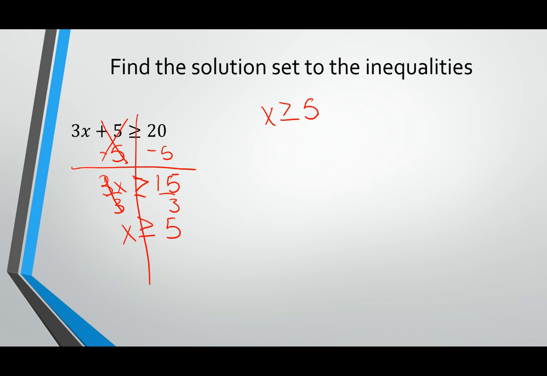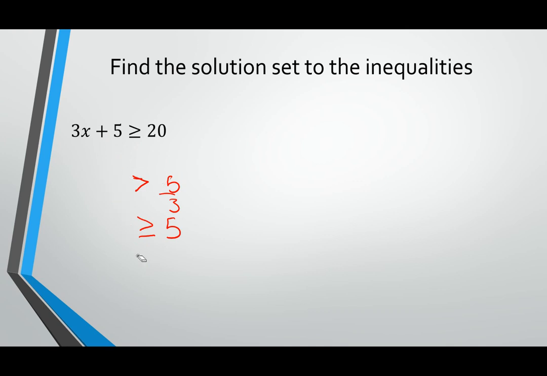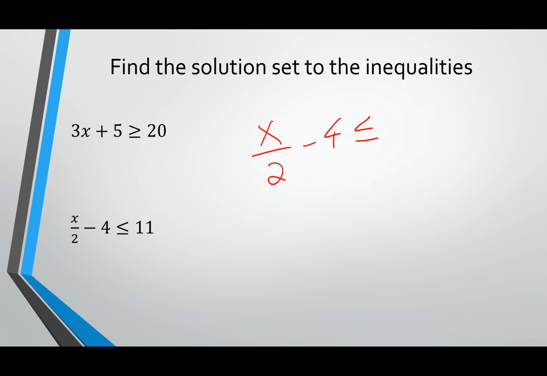Okay, I do need to erase this. So kind of out of luck here. I put the problems on the same slide. So all right, now this one, I'm going to write it over here. We have x over 2 minus 4 is less than or equal to 11.